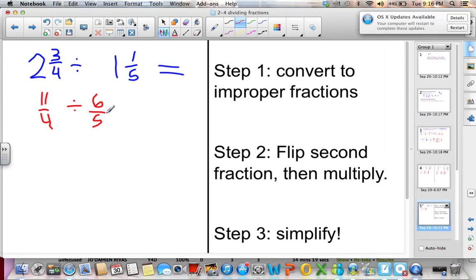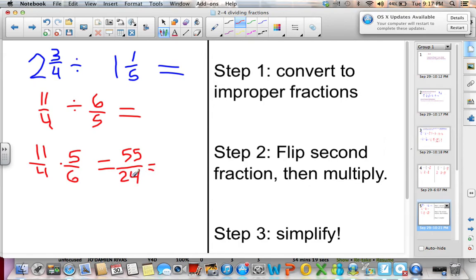Okay, so now I have them in improper fractions, but it's division. Now I'm going to rewrite it again. Remember, it's important to get in the habit of writing out all of your work. 11 fourths times, I flip my second fraction around, times 5 sixths. And then we have 11 times 5 is 55. 4 times 6 is 24.